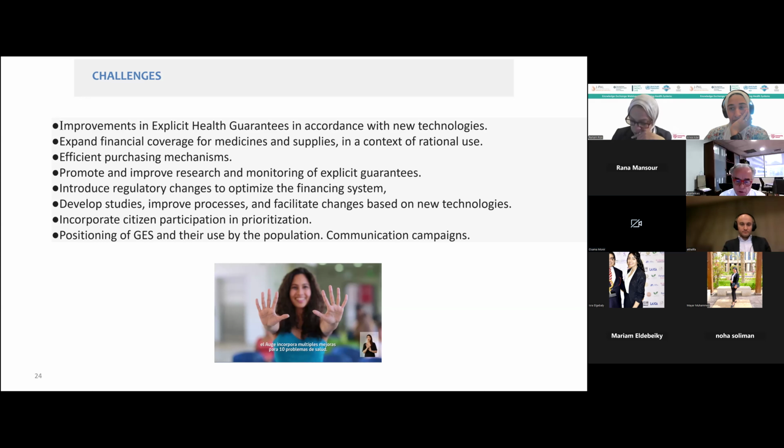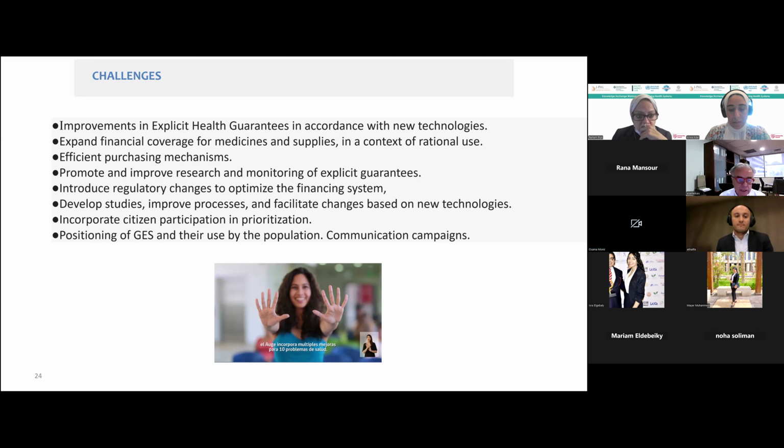It is very, very important to develop new tools in order to analyze how the development of the guarantee has gone through the years, introduce regulatory changes to optimize the financial system, develop studies, and improve processes and facility changes on the basis of the new technology.